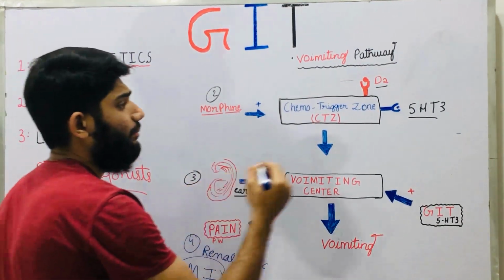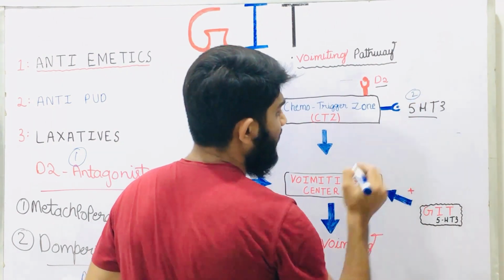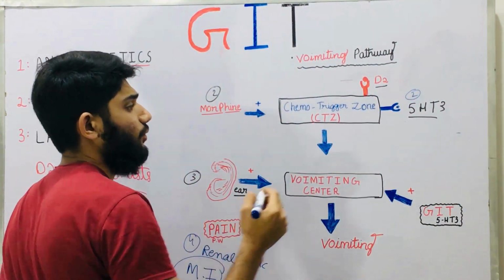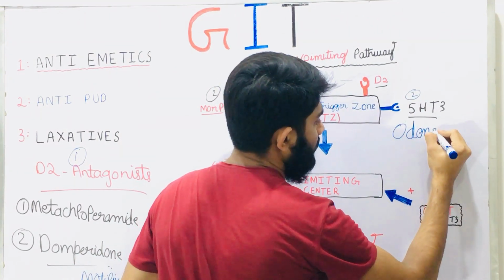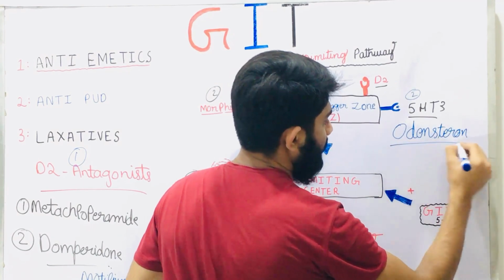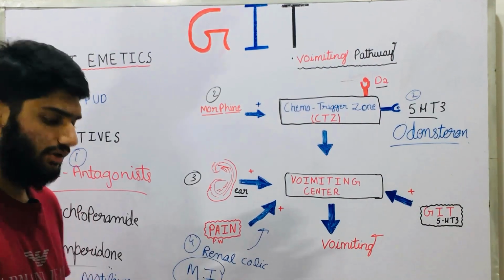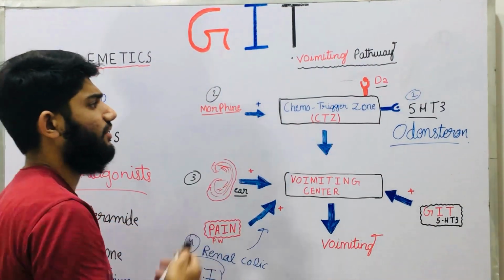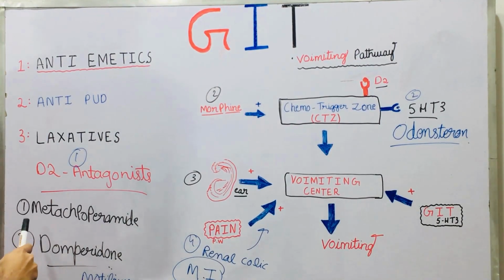Number two is by blocking the 5-hydroxytryptamine receptor. The drug that blocks this receptor is known as ondansetron. This is a very potent antiemetic and a very expensive antiemetic, so this drug is not used in clinical practice. So what is very important is metoclopramide and domperidone.